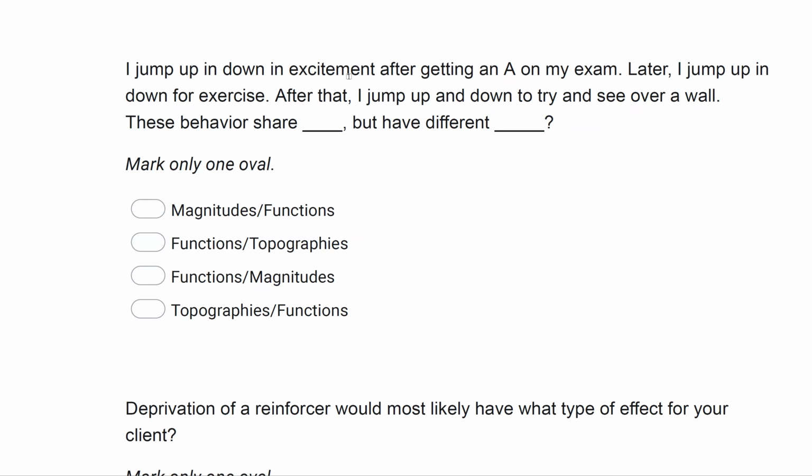Okay, so you're jumping up and down in excitement after getting an A on your exam. So what is the topography here? You're jumping up and down, right? Why? Because you're excited. Okay. You then jump up and down. Why? For exercise. So the topography hasn't changed, but the reason has.